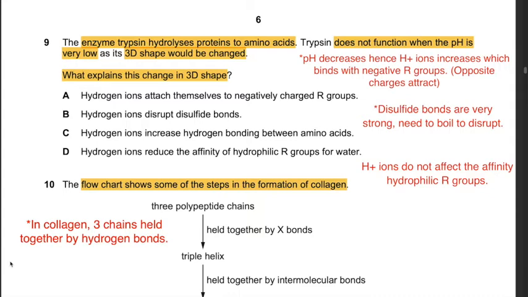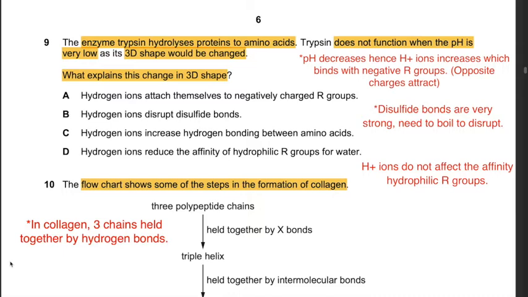Now option D is obviously incorrect, as hydrogen ions have nothing to do with the affinity of hydrophilic R groups. Option C, hydrogen ions increase hydrogen bonding, is also incorrect, as hydrogen ions do not participate in hydrogen bonding, but rather hydrogen bonding occurs between strongly polar groups such as NH, CO and OH groups. B, hydrogen ions disrupt disulfide bonds, is also incorrect, as disulfide bonds are the strongest bonds and you need to boil in order to disrupt these bonds.